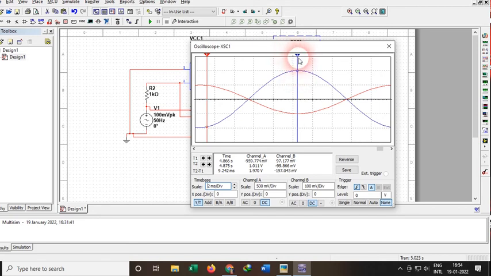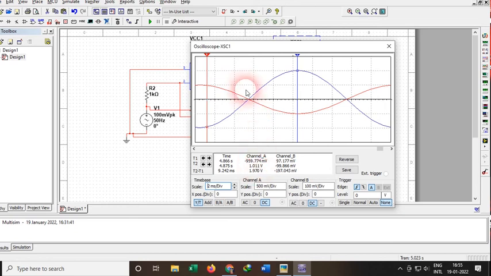Since I have moved the second cursor here, just see the second cursor voltage. This one is of channel A. So in channel A, the second cursor T2 combines at this point, and I will get a voltage of around 1.011 volt. So the maximum output value in the case of the inverting amplifier is 1.011 volt.